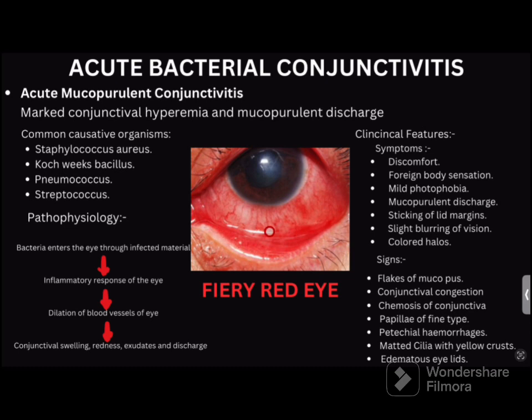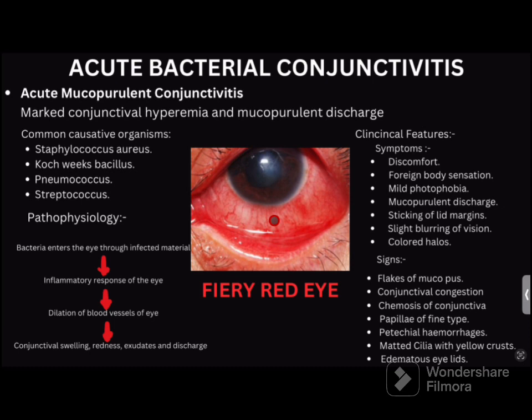So this congestion is typically less marked in the circumcorneal zone. You can see the congestion is less marked here near the cornea, right? Whereas it is more marked over this part. So this gives it a characteristic fiery red eye appearance. What you will look for is chemosis now, that is swelling of the conjunctiva. After that you will look for the papillae. So papillae you'll see that it is of very fine type. Very fine papillae are seen.